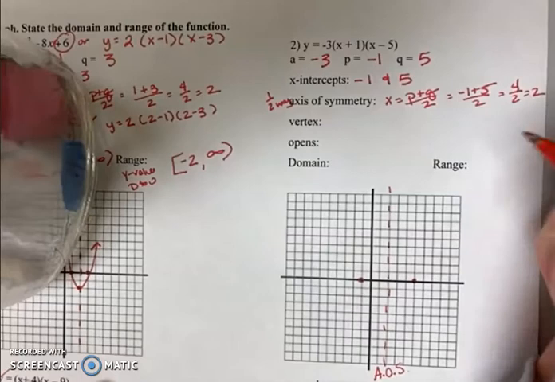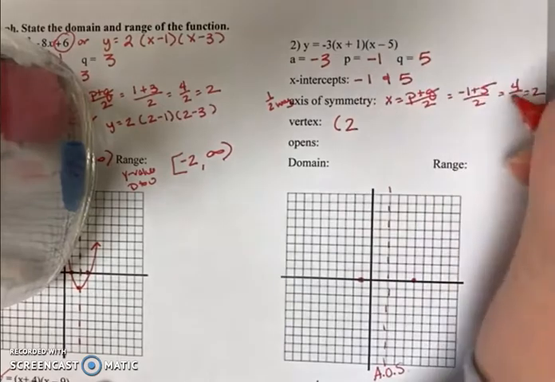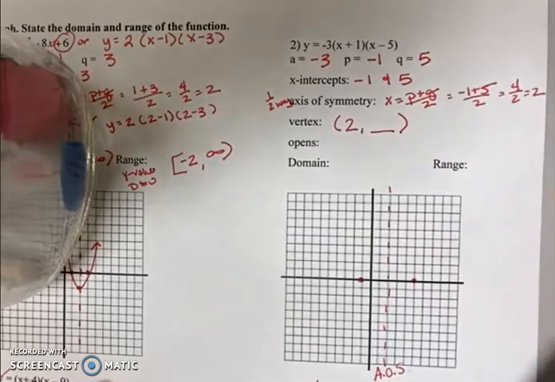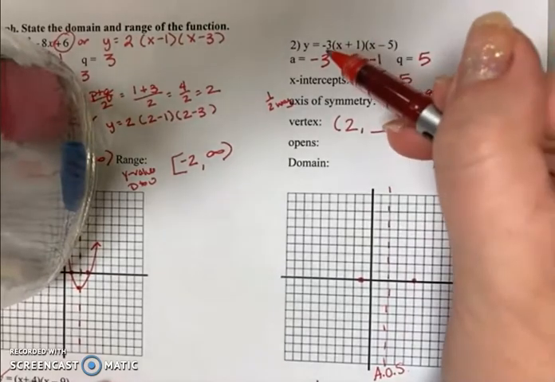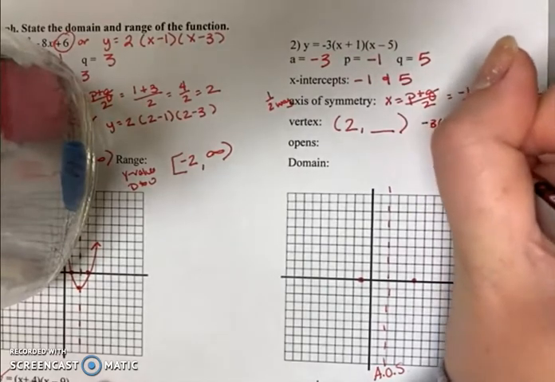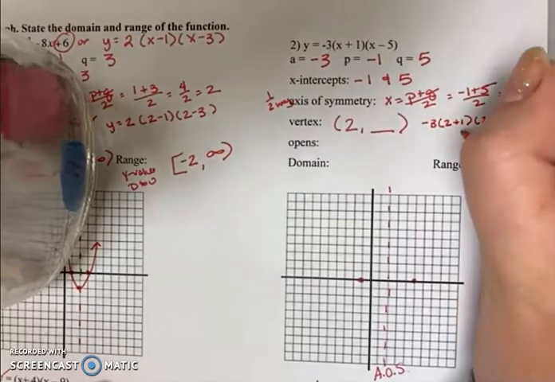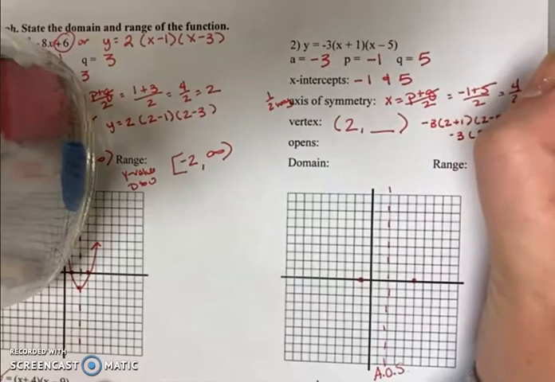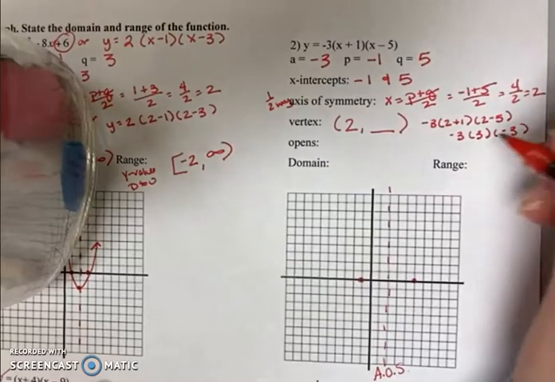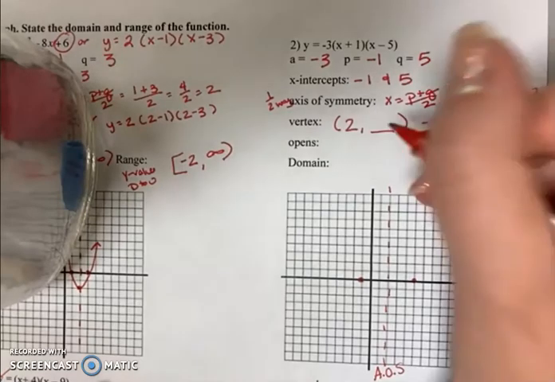The vertex will always fall on the axis of symmetry, so I know that the vertex has an x value of 2 because that's what my axis of symmetry was at. And then to find the y value, I have to plug the 2 into the original equation. So that would give me negative 3 times 2 plus 1 times 2 minus 5. So that gives me negative 3 times a positive 3 times a negative 3. Negative and negative, so 2 negatives makes a positive, so 3 times 3 times 3, that's 27.